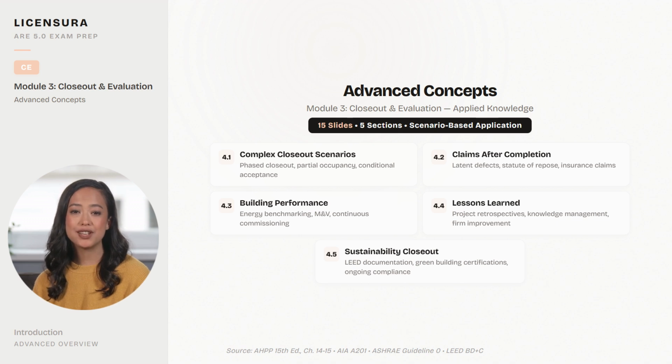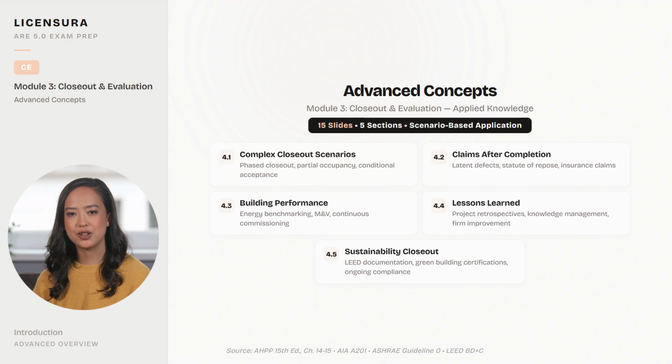All right, welcome to the Advanced Concepts section of Module 3, Closeout and Evaluation. So here's where we are. You've already built a solid foundation. You know the frameworks, the contracts, and the basic rules. That's great. But now we're going to take all of that and crank up the complexity, because that's exactly what NCARB does on the actual exam.